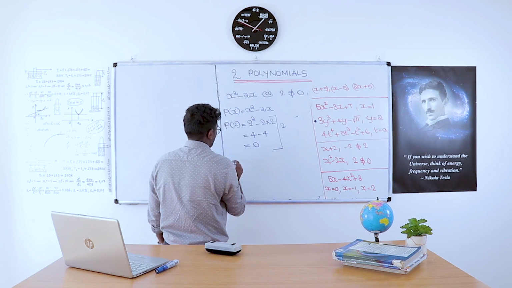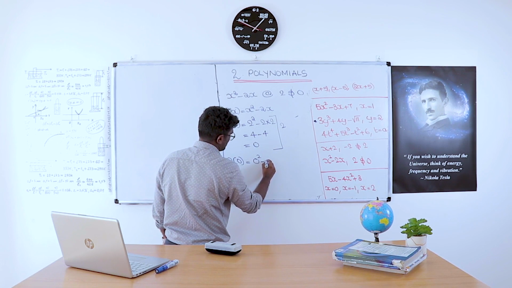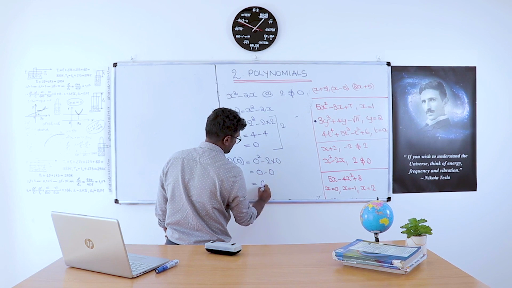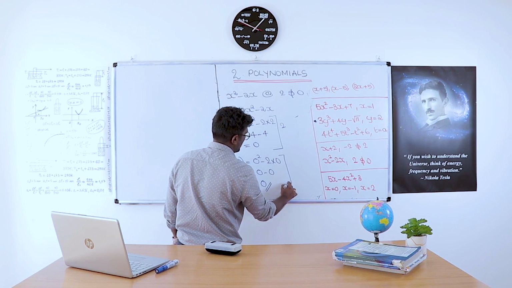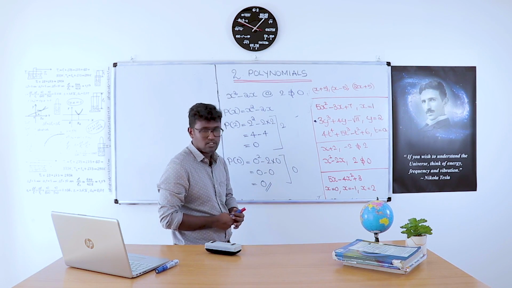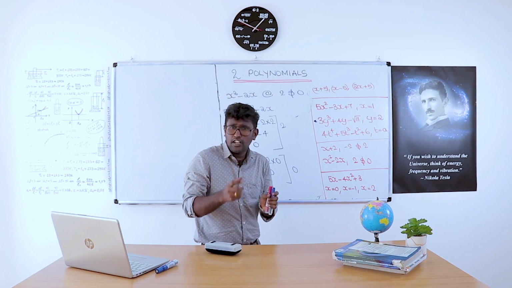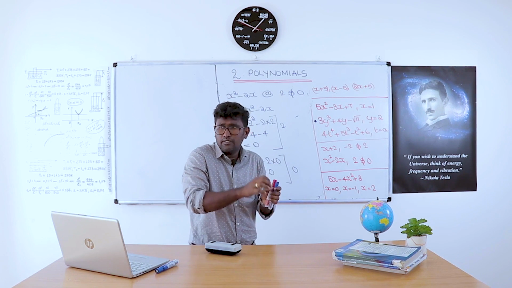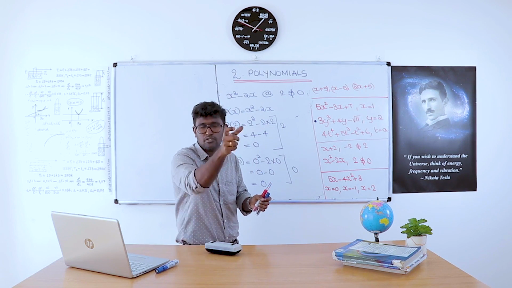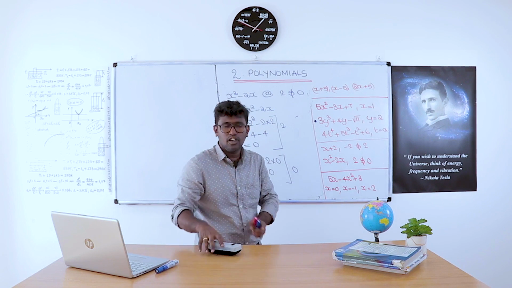Then for 0, we will find out P of 0. P of 0 is equal to 0 square minus 2 into 0. 0 square is 0, minus 2 into 0 is 0. 0 minus 0 is 0. So 2 and 0 are zeros of the polynomial. So if we find the value of a particular polynomial, and the value of the polynomial tends to 0 for a particular value, then that particular value is called a zero of the polynomial.